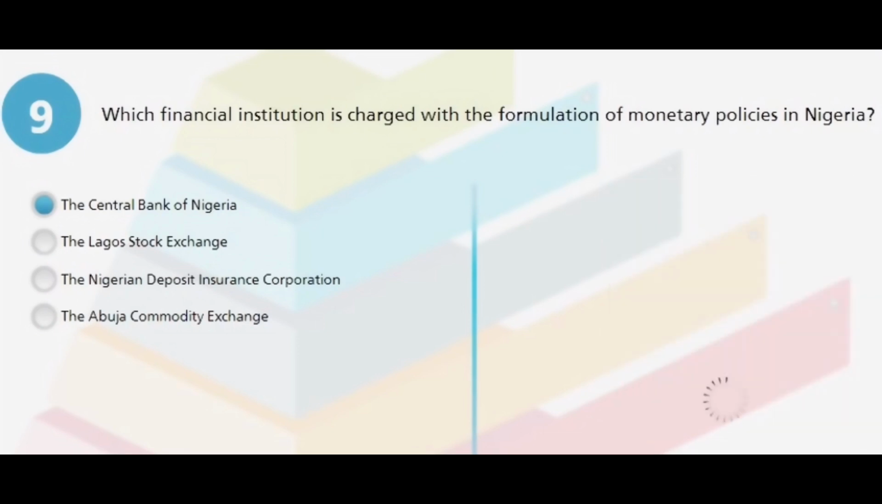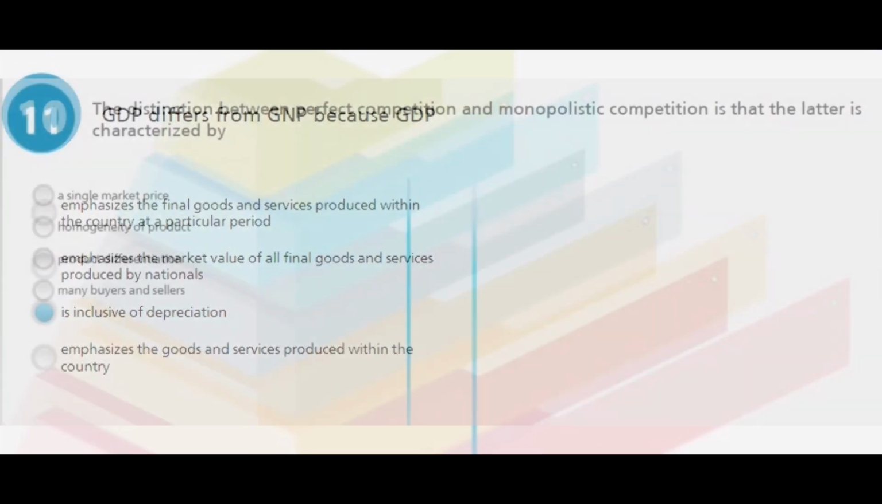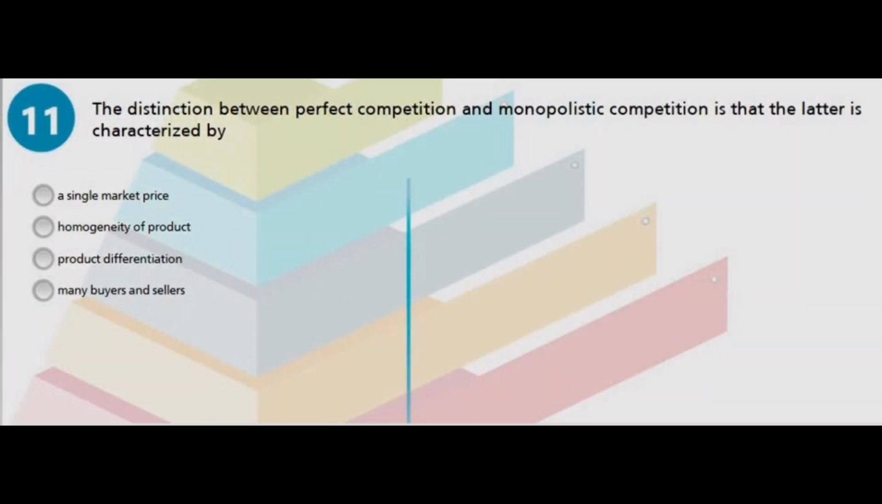Question 10. GDP differs from GNP because GDP is what? Now, you know that GDP means gross domestic product. Now, it's gross domestic product because fixed capital used up in the process of production, which is depreciation, is inclusive. So the answer has to be C. Okay? Because GDP is inclusive of depreciation. Take note of that.